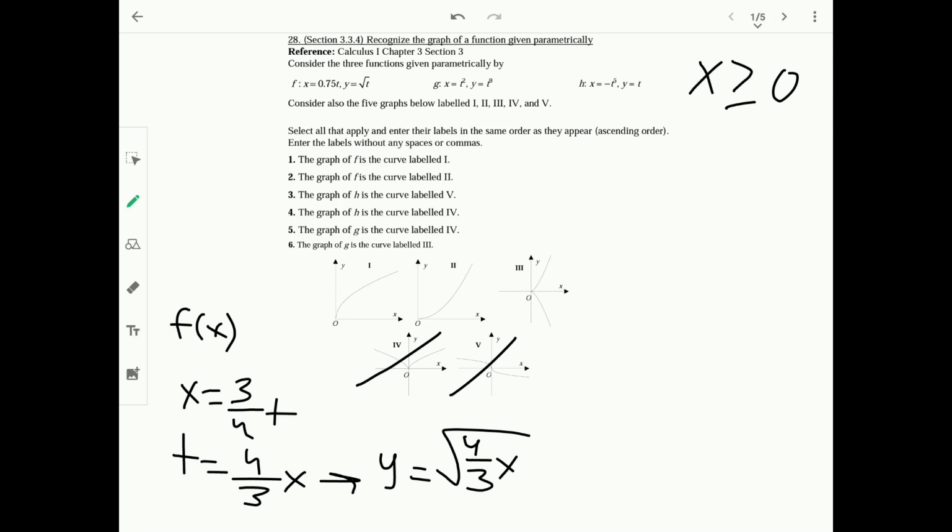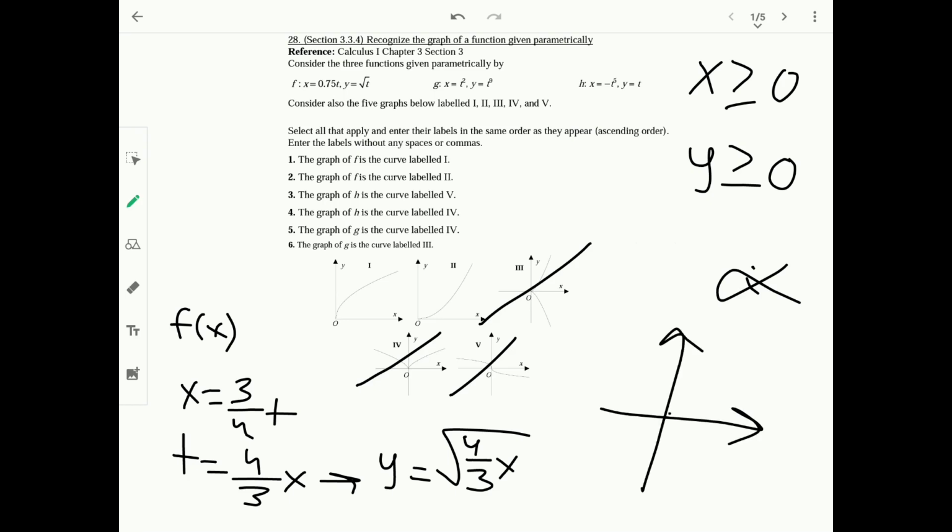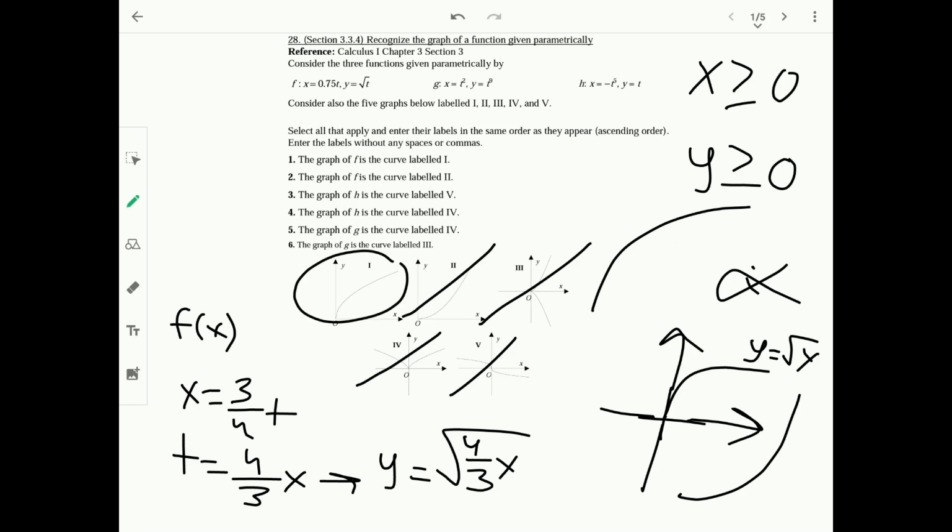Now if we see the answer, y also has to be greater than or equal to 0. We can't have a negative answer. We're not dealing with imaginary numbers here, no. So this is also immediately removed. Now one more thing we should remember to help us finalize the answer is the graph of y equals square root of x. That doesn't look correct. Y equals the square root of x tends to look like this. Is it an exponential function? No, it's like this. So this is wrong. This is correct. So now the graph of f is the curve labeled I.